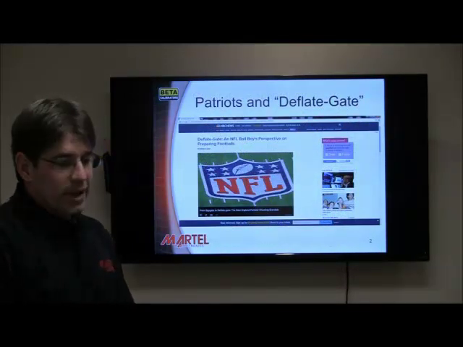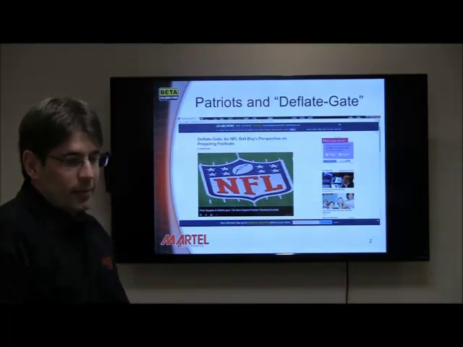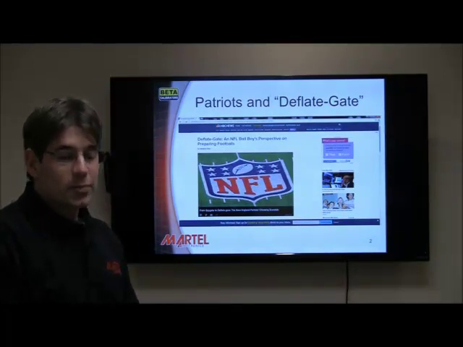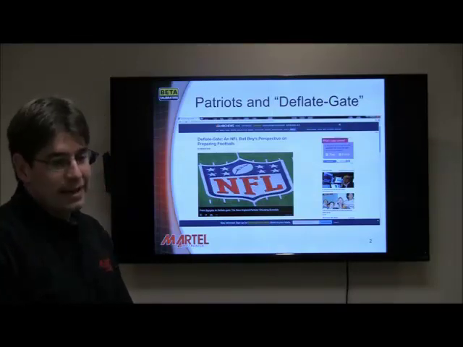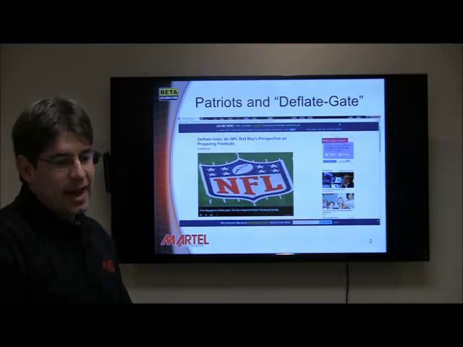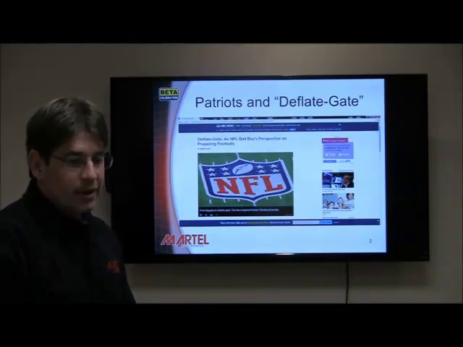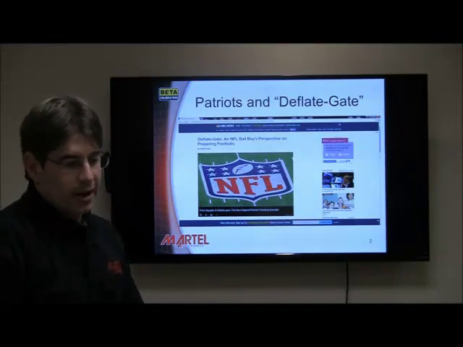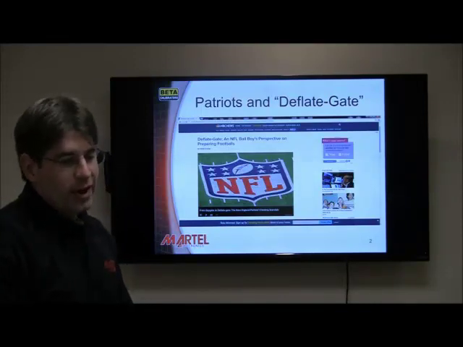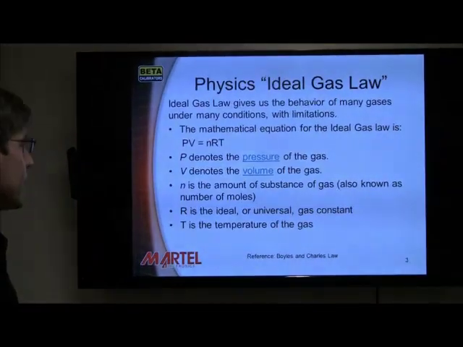By now you've seen the Patriots and you might have even heard of Deflate-gate. The accusation is that the Patriots purposely deflated the game balls under the league mandated 12.5 to 13.5 psi. In theory, this would give Tom Brady a better grip and control. I guess he prefers the balls to be around 12.5 psi. So let's look at the physics in an ideal gas law.